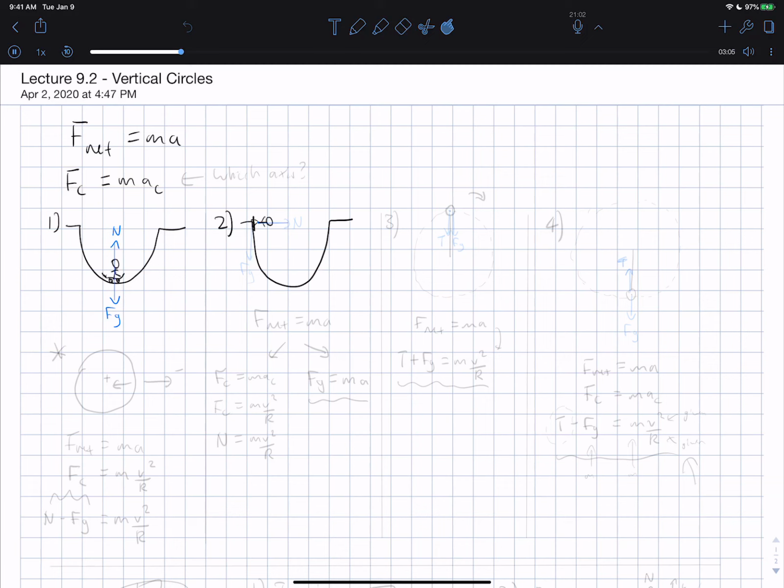Well, in this case, now the ground is pushing sideways on him, right? And the force of gravity is pulling him downwards.